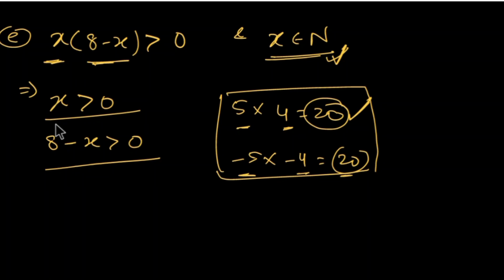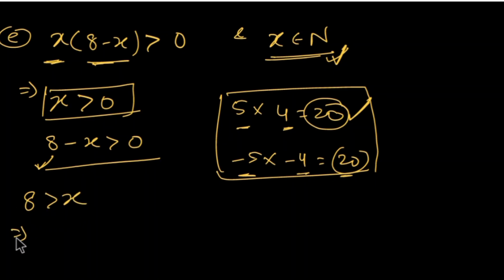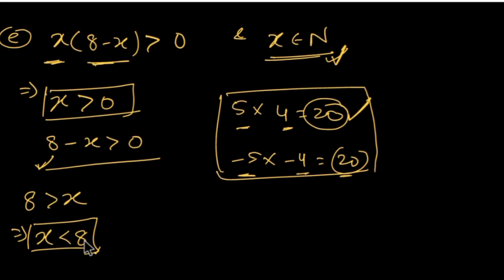So both are positive. The first condition gives us x greater than 0, and for the second condition, you bring x to that side or 8 to that side, no problem. So 8 greater than x, or x less than 8, the same thing. Okay, so the two conditions are x greater than 0 and less than 8.